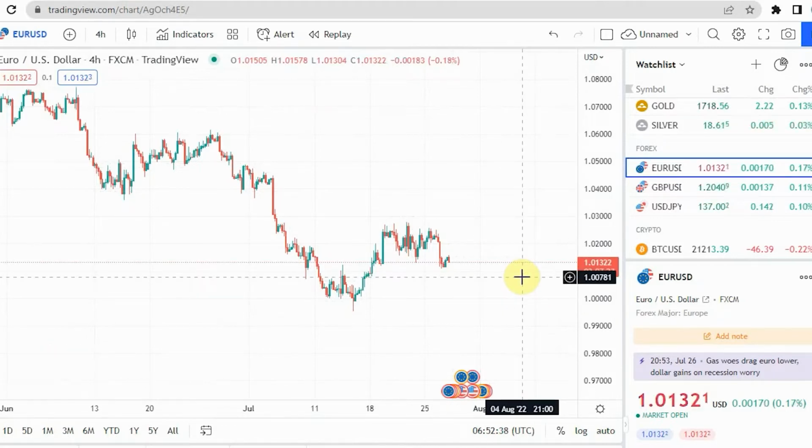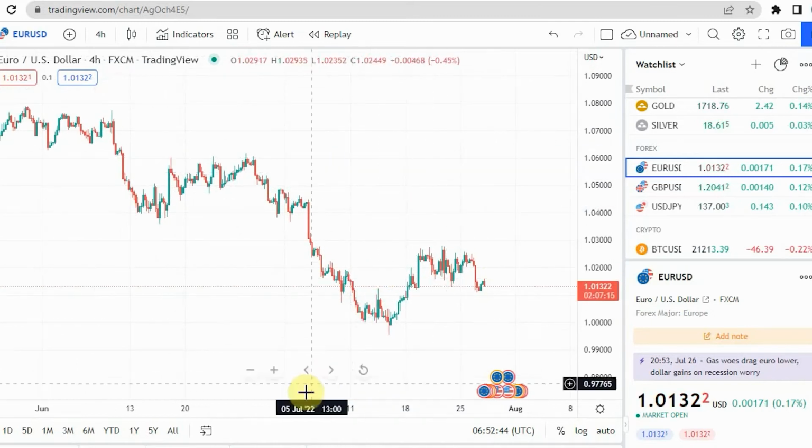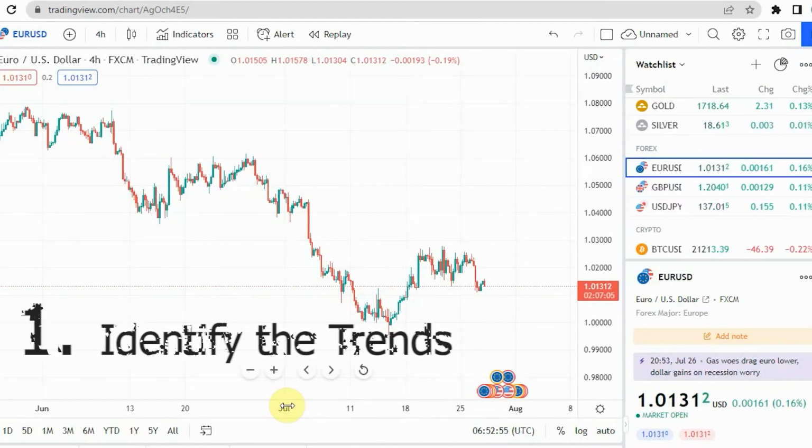So what you need to do first, once you see a pair, before taking a position or an entry, is to properly analyze what the pair or the market is saying to you. I'll take you through the steps on how best to do that. The first thing you need to do is to identify the trend of the market.